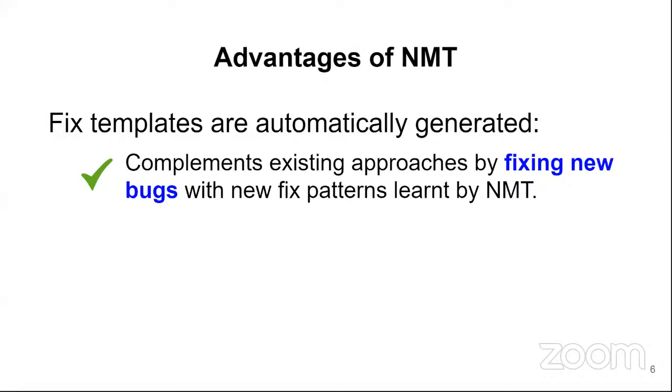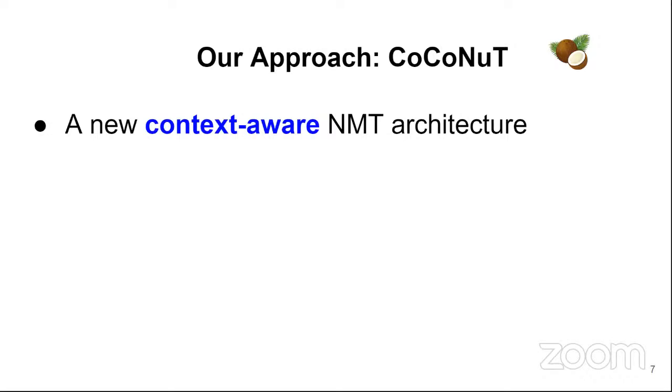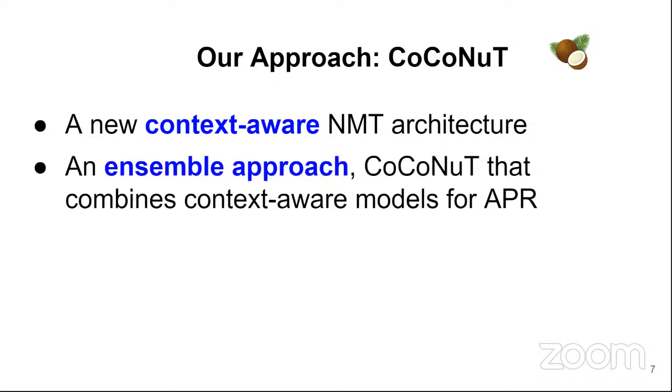Compared to traditional approaches, neural machine translation has the following two advantages. First, the fix patterns are automatically discovered from a large training set. Therefore, the model can fix bugs existing approaches cannot, despite years of research on manually defined patterns. Second, the neural machine translation architecture is not language dependent, so it can be adapted to different programming languages without much effort. Therefore, we propose Coconut, a new technique that uses a new context-aware neural machine translation architecture. We then use an ensemble approach to combine such architectures to automatically generate fixes for very different bugs.